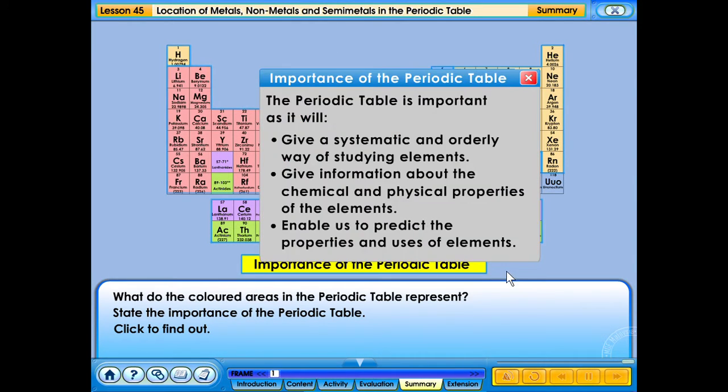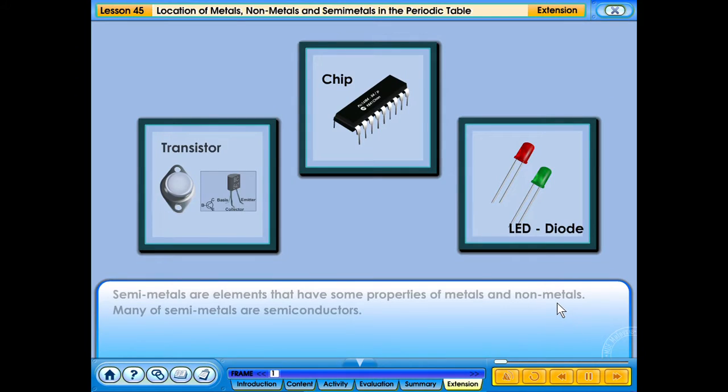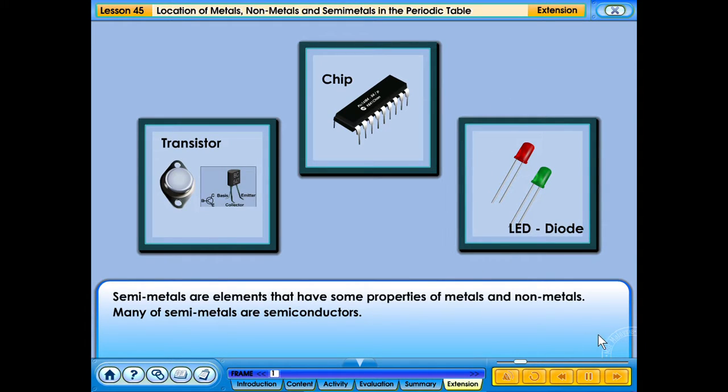The periodic table is important as it will give a systematic and orderly way of studying elements, give information about the chemical and physical properties of the elements, enable us to predict the properties and uses of elements. Semimetals are elements that have some properties of metals and non-metals. Many of semimetals are semiconductors.